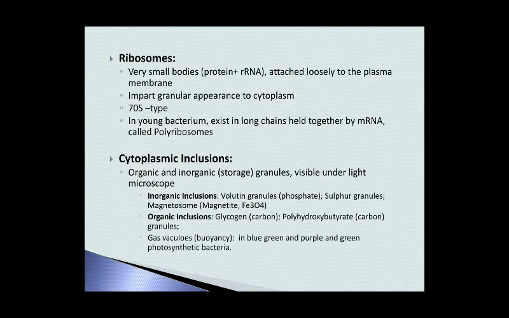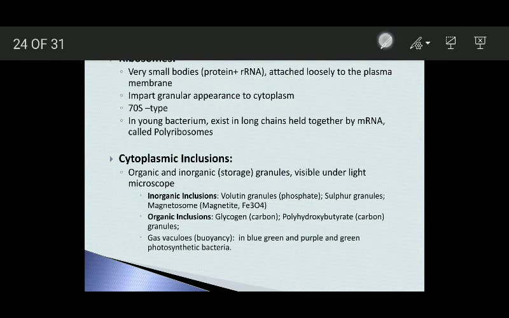Now, first we will talk of ribosomes. These are small bodies made up of proteins and RNA, and they are loosely attached to the plasma membrane of bacterial cells. They impart granular appearance to the cytoplasm. The cytoplasm of bacterial cells appears granular because of the presence of a large number of ribosomes inside it. And these ribosomes are of 70S type. That means their sedimentation coefficient is 70S. I have already talked about 70S and 80S ribosomes.